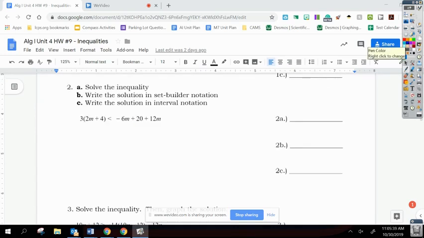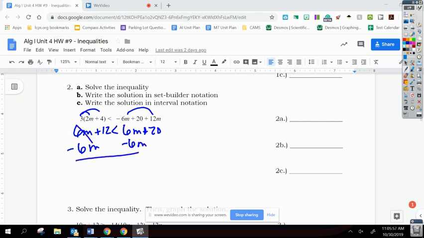Question 2 is another nasty one. Both have cleaning up to do. On the left-hand side, we distribute: 6m plus 12 is less than. Combine them, and this is 6m plus 20. Okay, now I remember this is not a nasty one, but something we need to talk about. Variables on both sides, minus 6m, minus 6m. Subtraction property of inequality, we got 12 is less than 20.